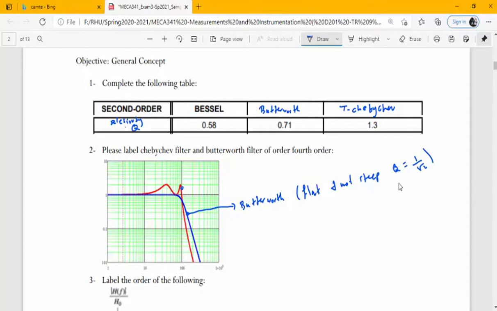The red one is called the Chebyshev filter because it's steeper and it has some ripples on it, and Q is greater than 1 over radical 2.